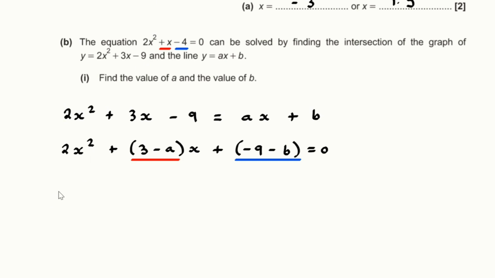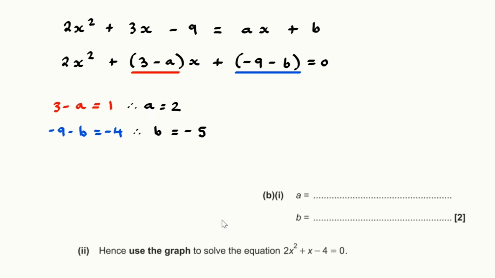So I've got 3 minus a equals 1, so therefore a is equal to 2. And if I compare the numbers, I've got minus 9 minus b equals minus 4. So therefore b is equal to minus 5. So I've got 2 and minus 5. And therefore for my line, I've got y equals 2x minus 5.